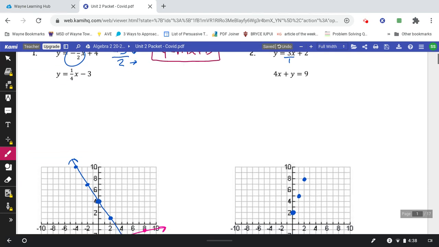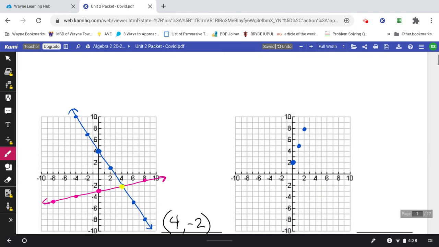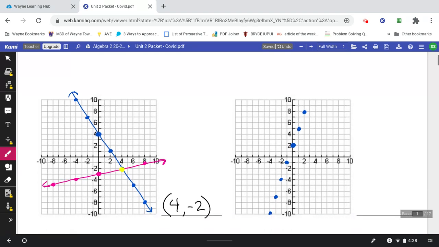So we start at positive 2 on the y-axis and go up 3 and forward 1. Up 3 and over 1. Likewise, you can go down 3 and backwards 1. Notice it's part of that same line. Down 3 and backwards 1. And extend that line nice and long.